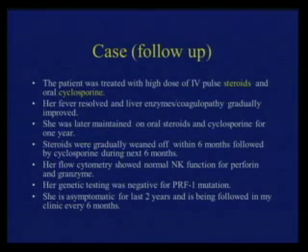Her flow cytometry showed normal NK cell function for perforin and granzyme. Her genetic testing, this was an African American patient, was negative for PRF1 mutation. This patient has been asymptomatic for the last 2 years, and she is being followed in my clinic for 6 months.